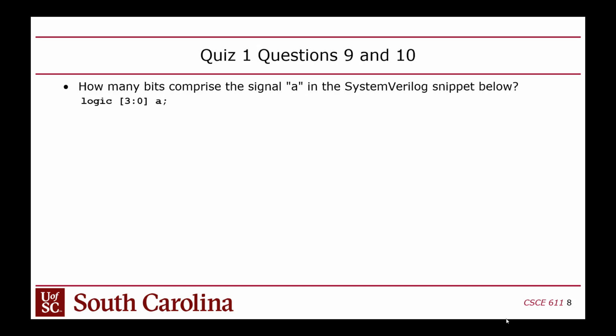How many bits comprise the signal A in the SystemVerilog snippet below? It's 3 down to 0. It's inclusive, so it's 4 bits.